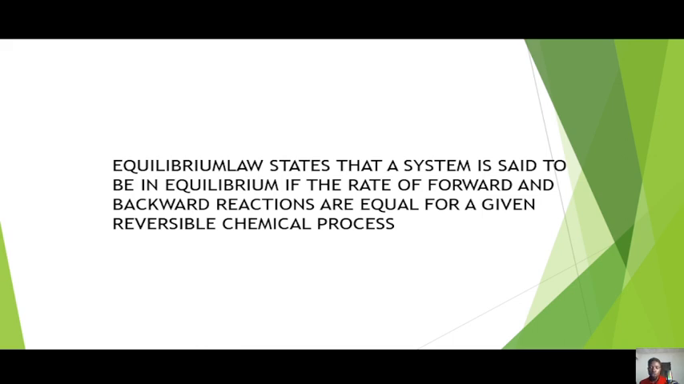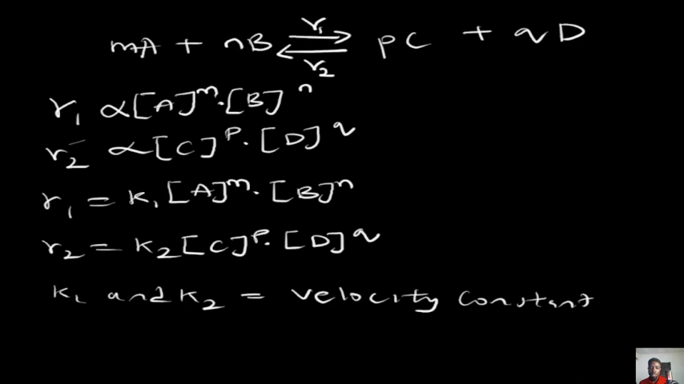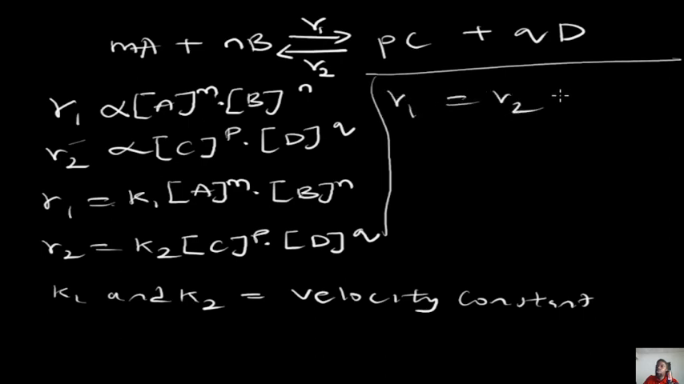So once the rate of forward reaction is equal to the rate of backward reaction, automatically you are referring to a system in equilibrium. So we can say that for this system to be in equilibrium, R1 has to be equal to R2. This is what we refer to as equilibrium law. Now, I want to take this whole thing out so that we can continue and have more space to solve.